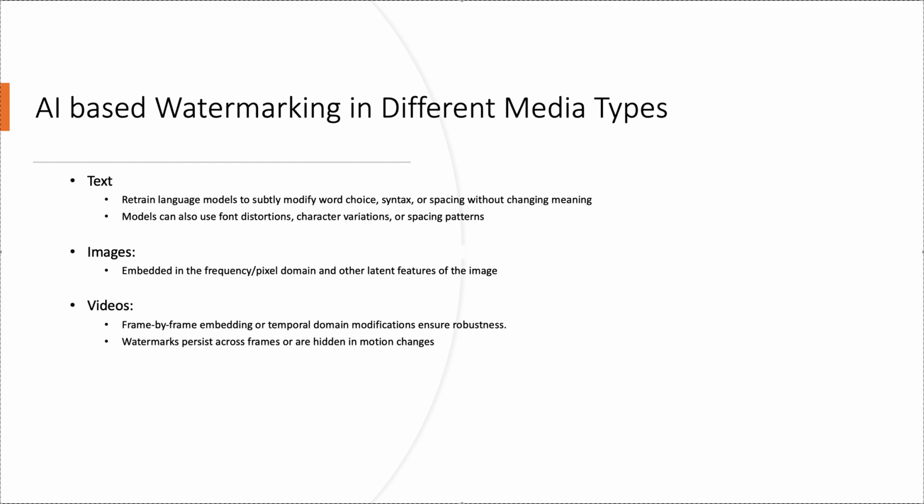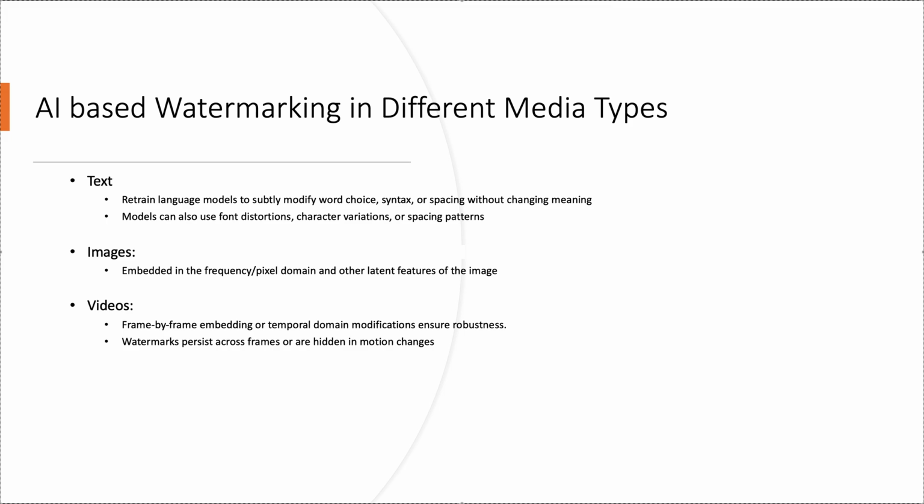One of the most exciting aspects of AI-based watermarking is how adaptable it is across completely different types of media. Each medium, text, images, and video, presents unique challenges, and AI has developed sophisticated solutions for each one. Let's explore how this works. Starting with text watermarking, which is perhaps the most challenging because text is discrete, and any obvious changes can break meaning or grammar. This is where AI really shines.